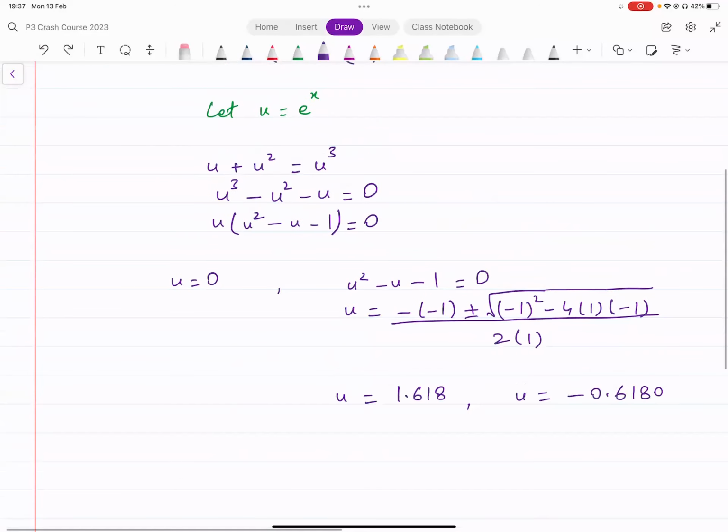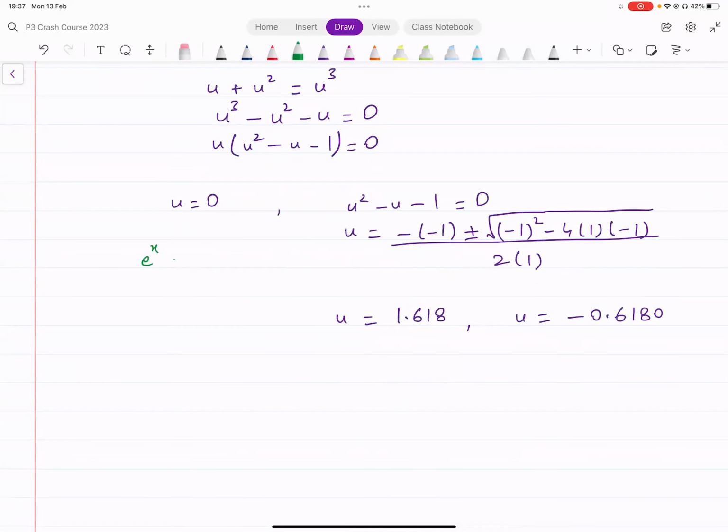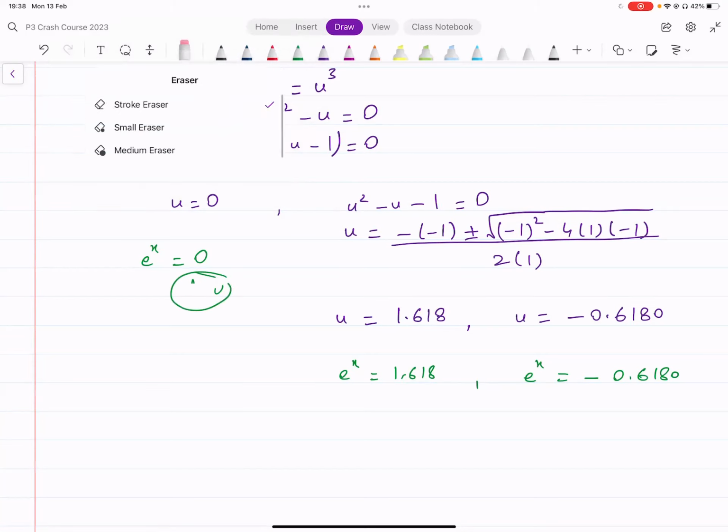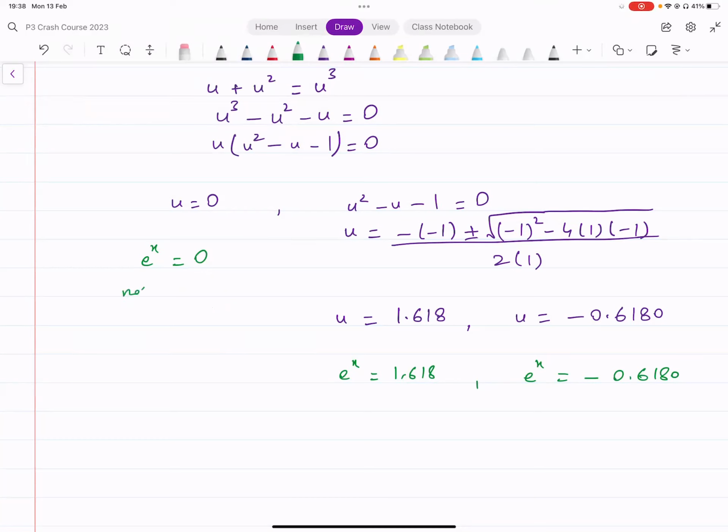We say either e raised to power x equals 0, or e raised to power x equals 1.618, or e raised to power x equals minus 0.6180. Now, e is a positive number. A positive number raised to power anything can never be 0. If you don't get that, just try taking log on both sides and you'll see your calculator will give you an error for ln 0. That's not possible. So you don't get anything from this equation.